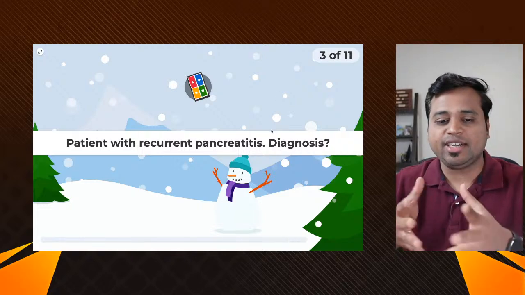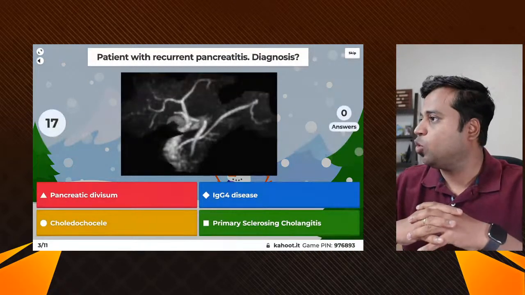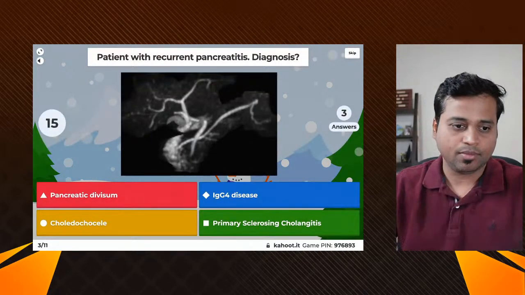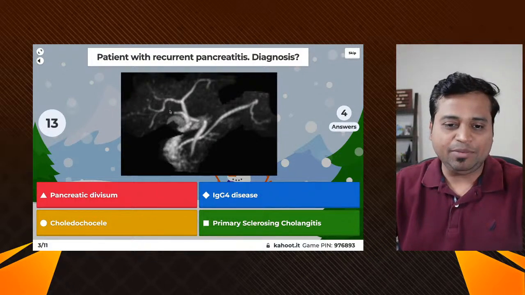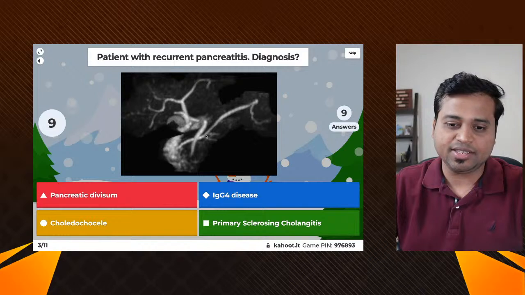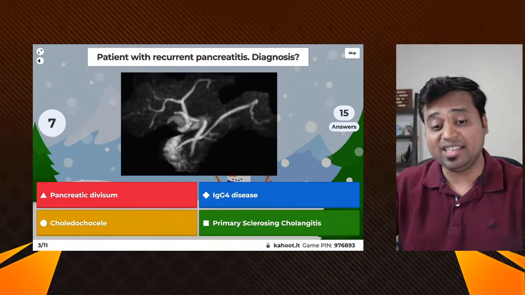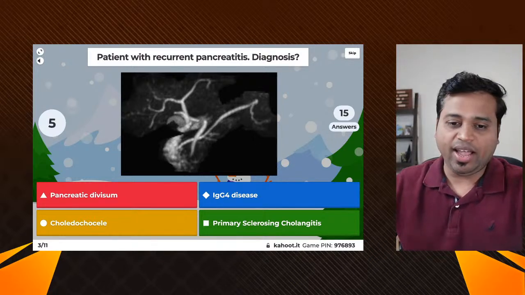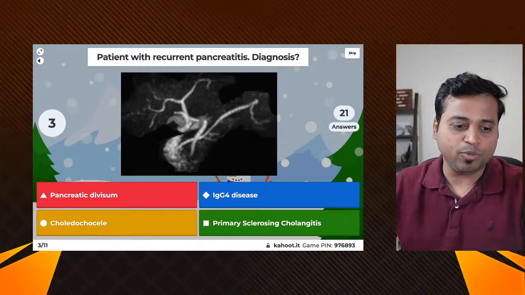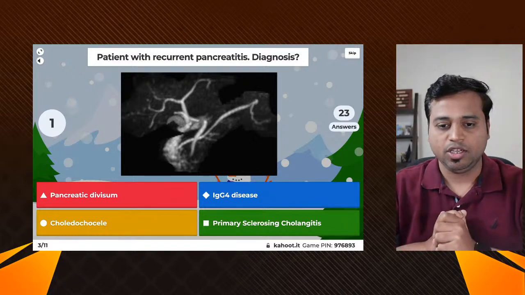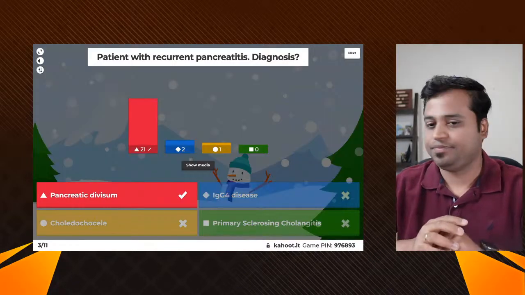So this patient presented with recurrent pancreatitis. What's the diagnosis? This is an MRCP image. That's the CBD, that's the pancreatic duct. CBD drains here, pancreatic duct is draining elsewhere. I'm just trying to help those who haven't had their MR postings yet. So what's the diagnosis here?